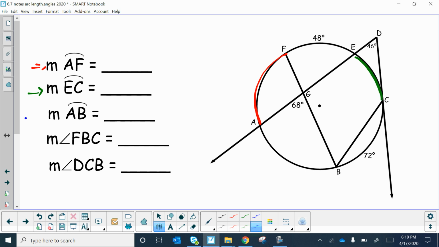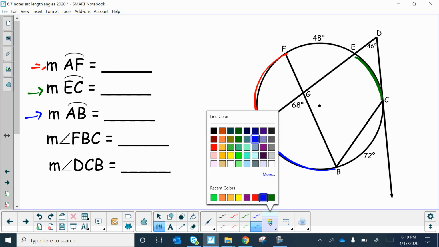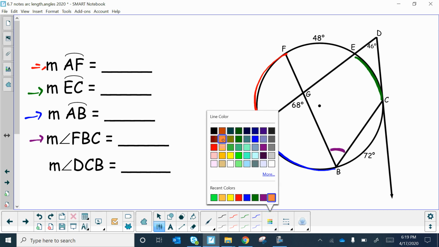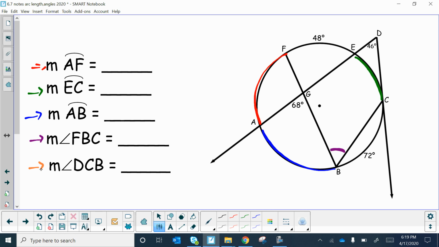And I've got to find the measure of arc AB, which is from there to there. And then lastly, I'm going to find the measure of angle FBC. Where's FBC? Okay, so this one right here, I've got to figure out what that angle is. And the last one, DCB, that's this angle right here from there to there, that big angle. So where do we start?